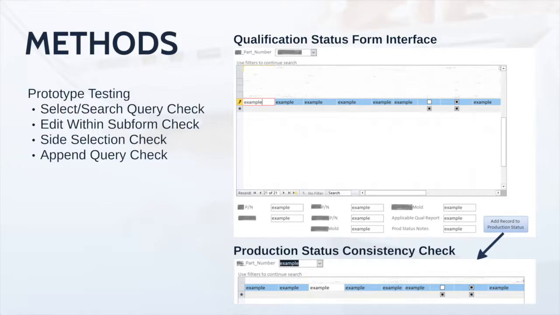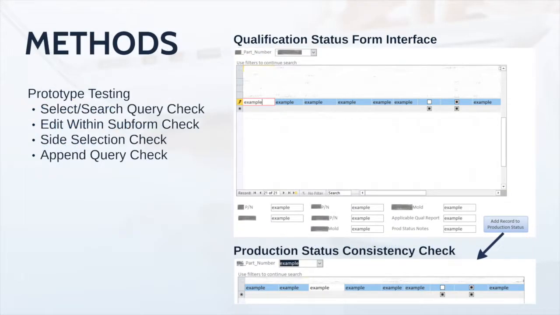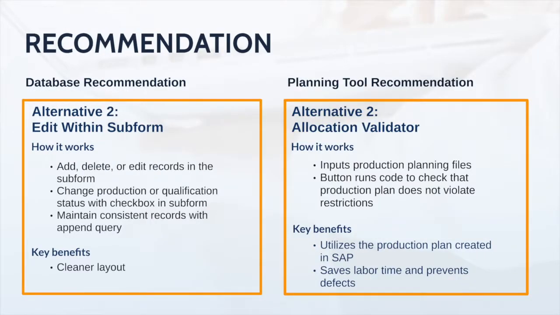Finally, we confirmed that a side selection populates text boxes and that an append query adds the same record to the corresponding production status table. This maintains consistency between the qualification status and production status tables. Overall, this procedure confirmed the performance of our database.